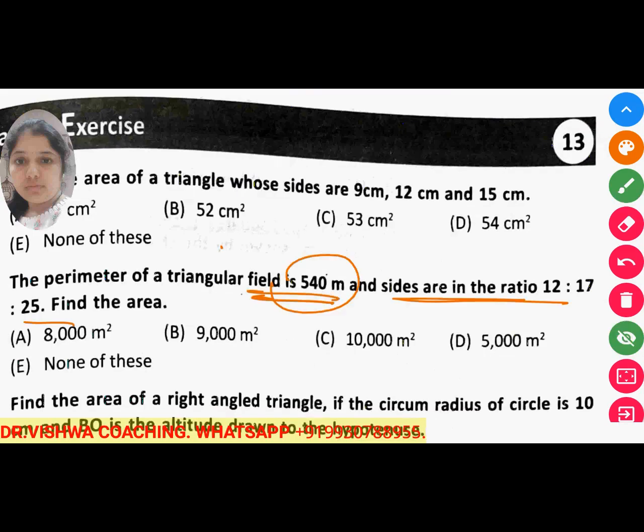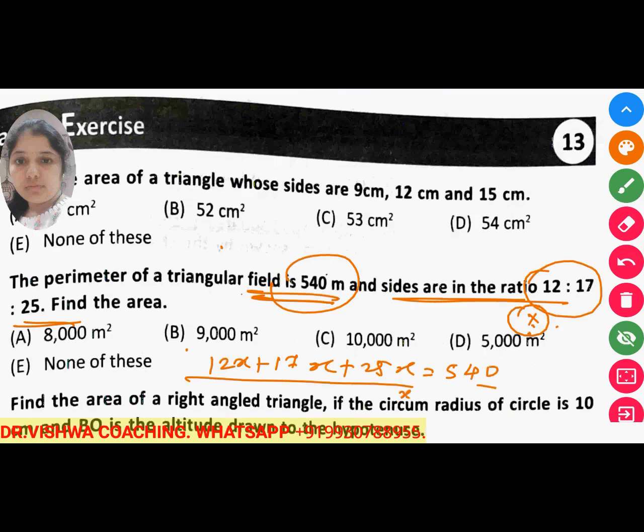See what we have done. We know the ratio of the sides, which is 12, 17 and 25. Some number, which we assume as x, is multiplied with all three, so that we can get the exact value of the sides. And we know the perimeter, so 12x plus 17x plus 25x added together is 540. Now by using this we can find the value of x as 10.